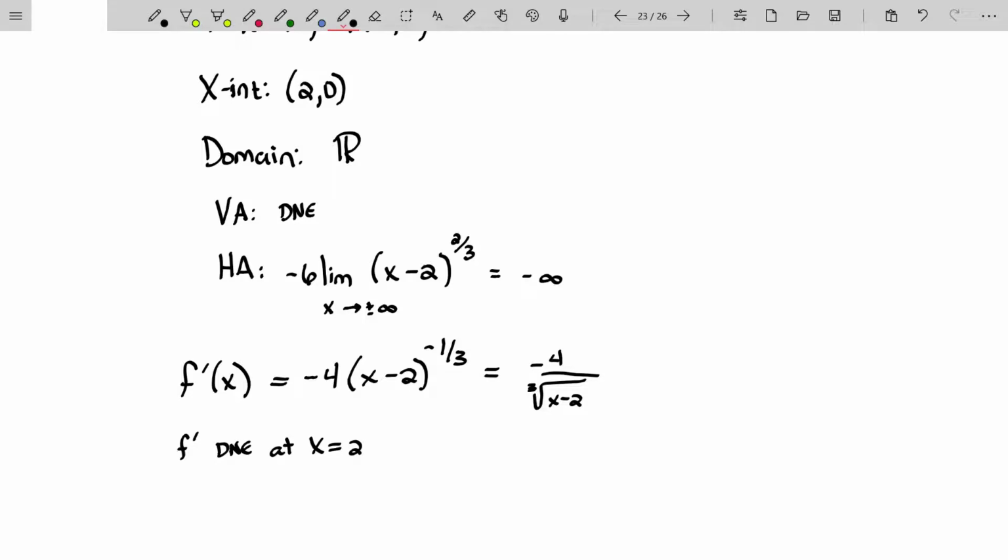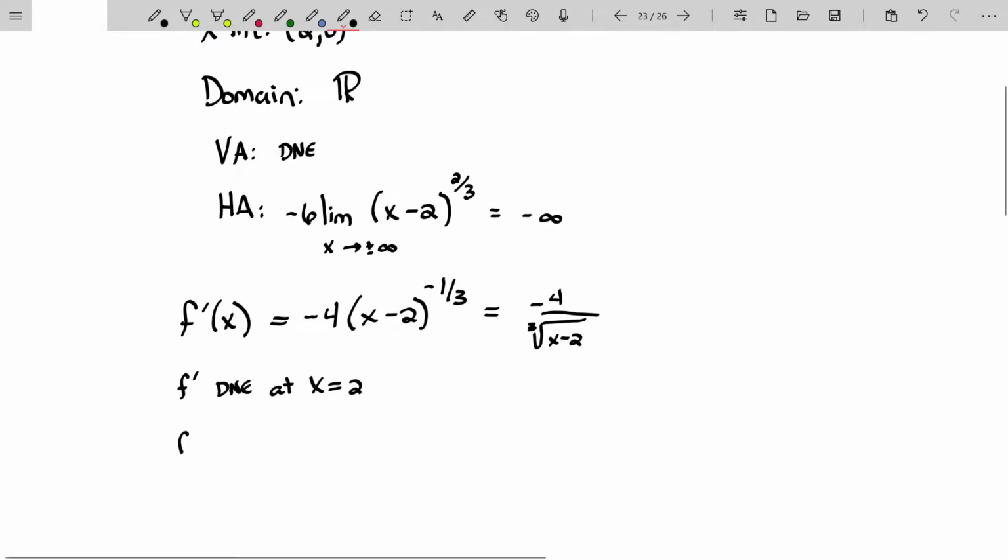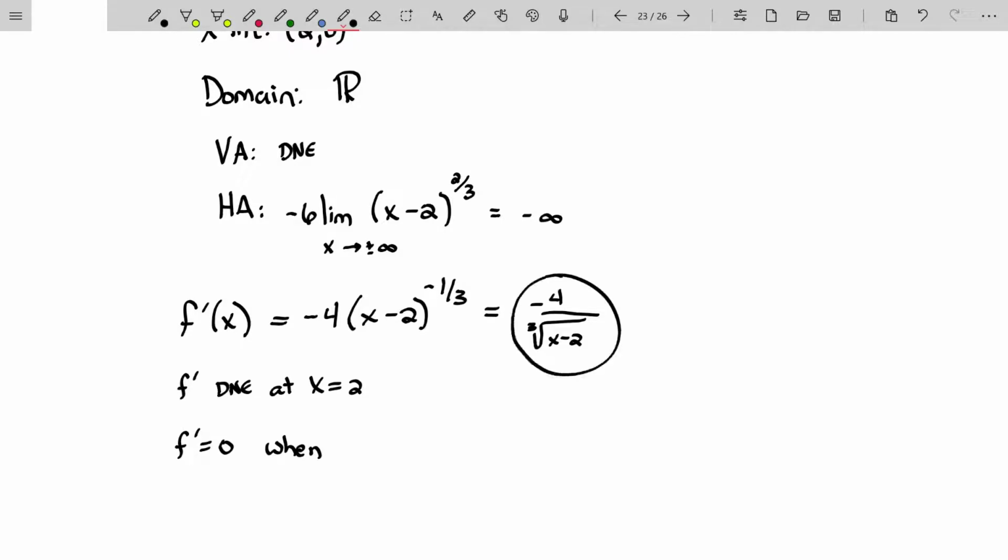Also, f prime is equal to 0 when that derivative right there is equal to 0. But the reality is that a fraction only becomes 0 when its numerator is 0, and that numerator will never be 0. So we only have, punchline here, we only have one critical number. It occurs at x equals 2.